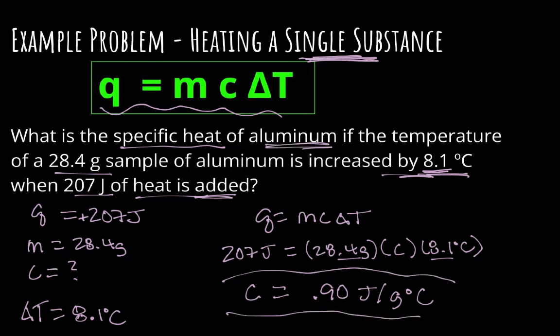Another thing you could do is, if you don't know what the substance is, that specific heat can actually identify what the substance is. If you didn't know that was aluminum, you could go to a chart and look that up, and you could figure out that that was aluminum from there.